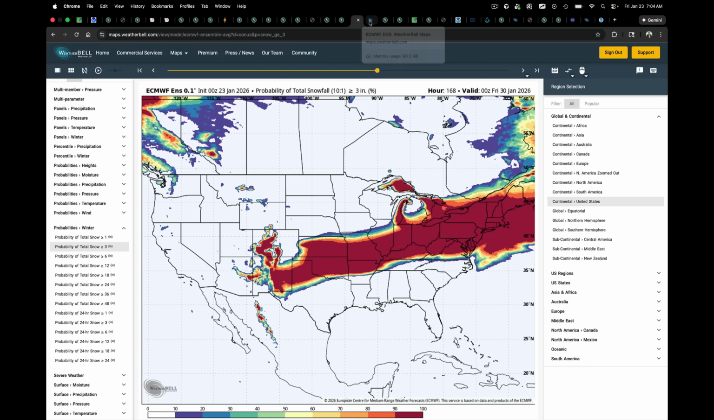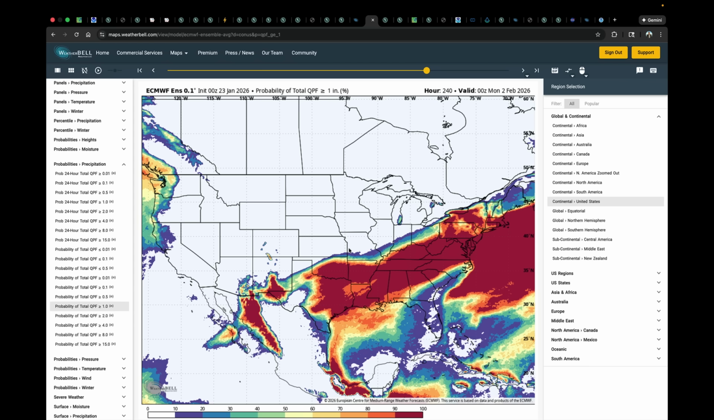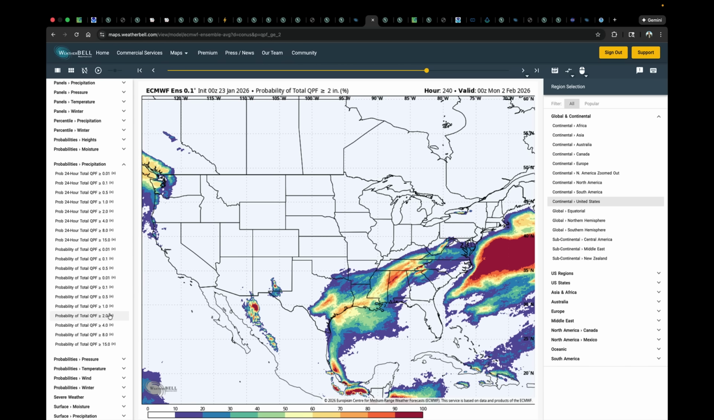Next, I do want to make a point of how wet this system is. This is the probability of over 1 inch of liquid equivalent, and here's 2 inches of liquid equivalent. And this is hitting very close to where some of our driest areas are. If we could get this to back itself up, 400, 500 miles, then it would hit the driest areas.